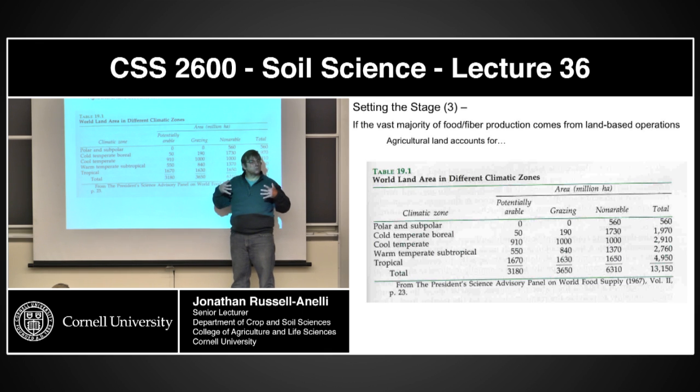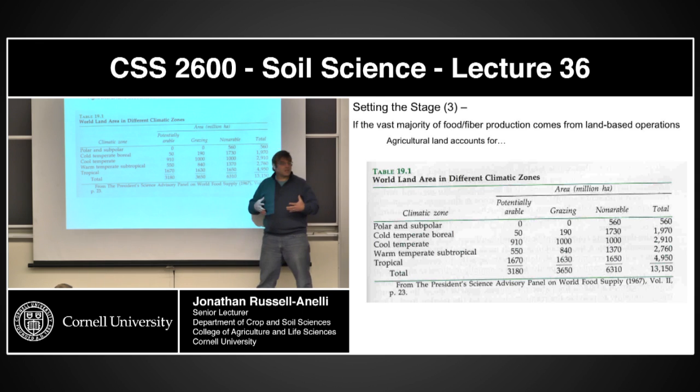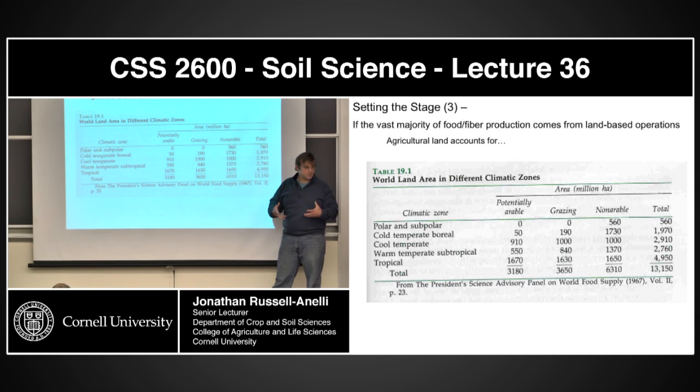Okay, so crop production. Then grazing, you really can't put the plow in. You can't do crop production, but you can have animal operations. And then non-arable basically means nothing. Does that make sense? And if you look at the climatic zones, it totally makes sense.